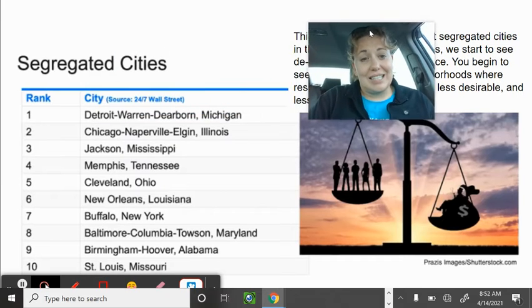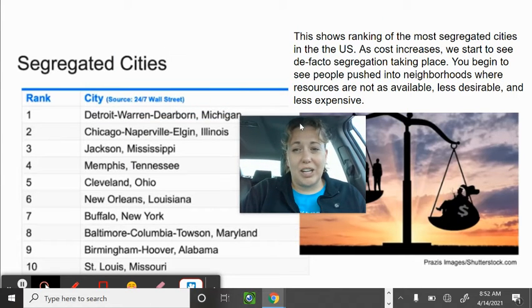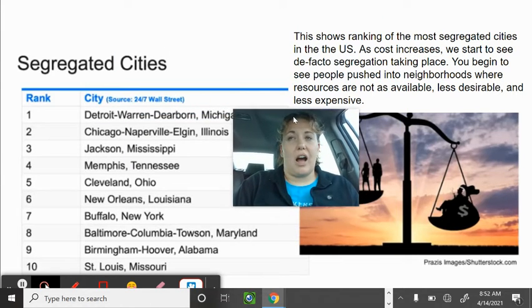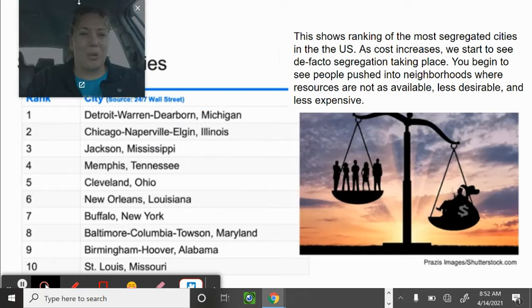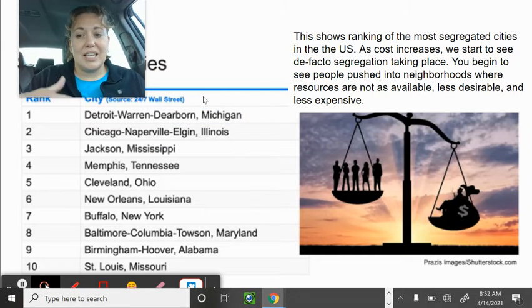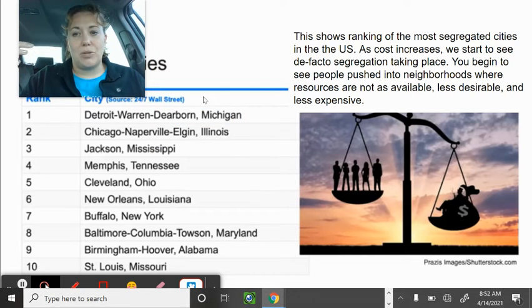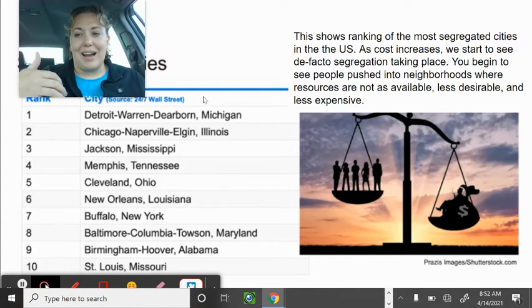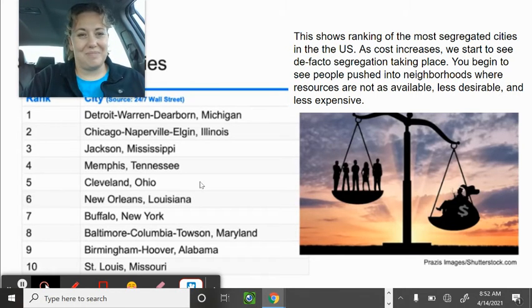All right, segregated cities. This shows the most segregated cities in the US. Obviously, it all comes down to money. So when people are priced out of areas, this just shows what happens. You see people pushed into neighborhoods that are more affordable, but therefore have less resources and become kind of like ghetto areas. So you guys can see this list on this map. We don't want to be on this list.